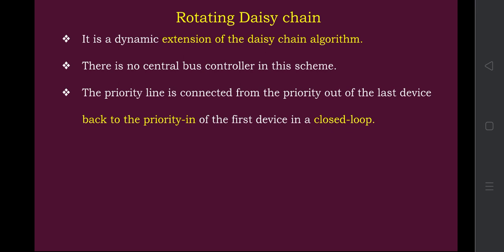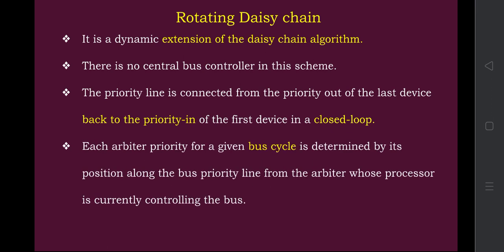For example, there are 5 devices. The output of the 5th priority device is connected to the first priority input. That means it forms a loop. When it forms a loop, naturally the daisy chain algorithm rotates again. Whichever processes may not get the priority for so long in the static technique, now, since a loop is formed by connecting the last priority output to the first priority input, different devices will get different chances to get the bus control. So that is the extension of the daisy chain, which is the static algorithm.